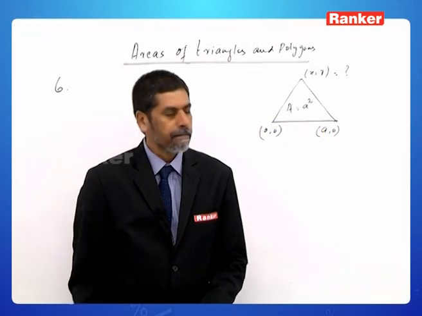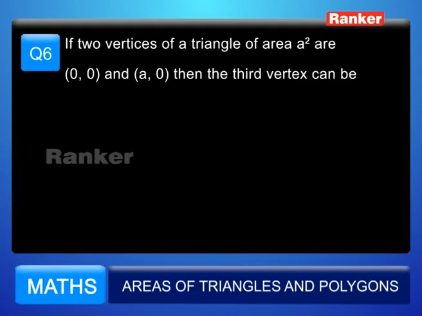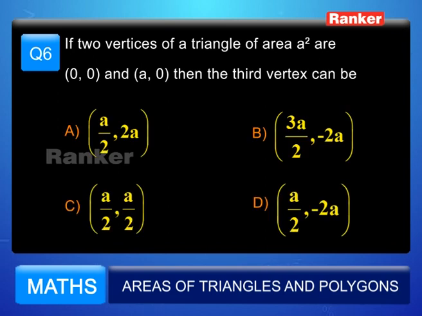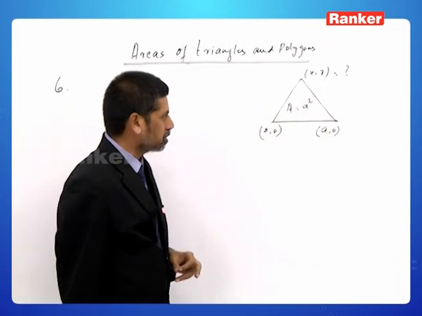Question number 6, another problem on areas. We got a triangle, no basic conditions on the triangle. Two vertices are origin and a comma 0. We got an unknown third vertex, but the area is declared. And then we got some options. What are the possible coordinates for the third vertex?